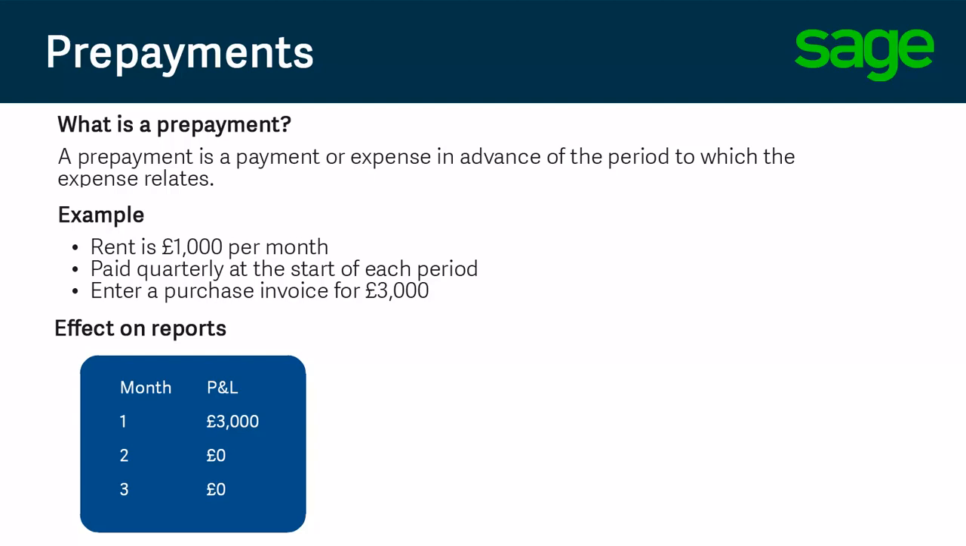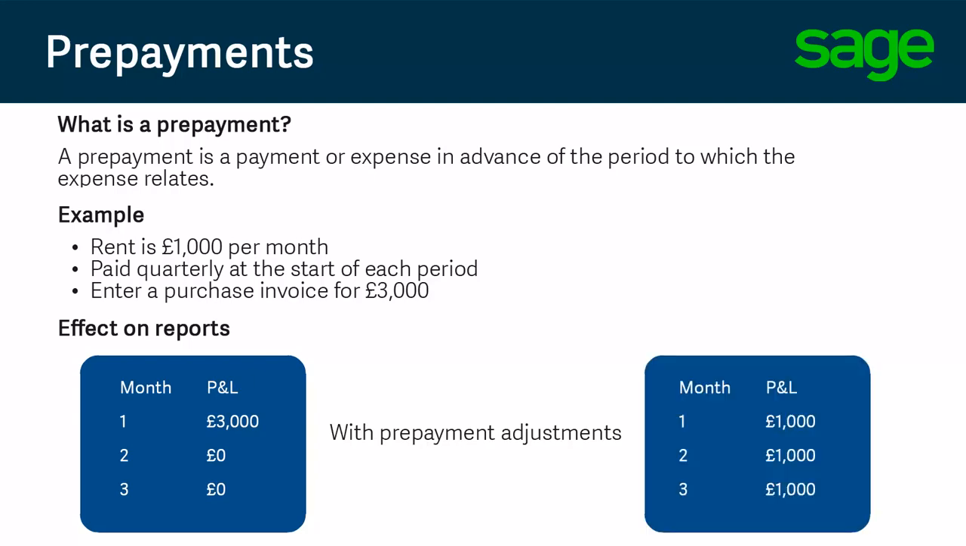However, the rent applicable for that period is £1,000 per month. So by posting prepayments, or what we term prepayment adjustments, we'd actually have £1,000 a month. So rather than a spike in month 1 showing the full £3,000, by posting the adjustments we see £1,000 in each month. So that's what we're trying to achieve by posting these adjustments.